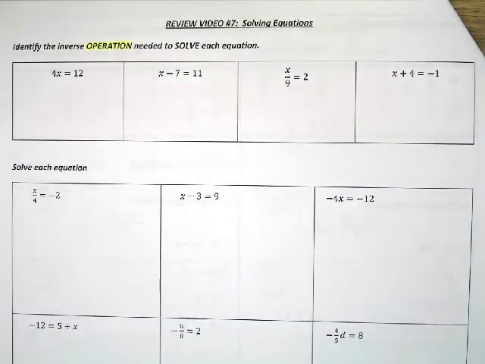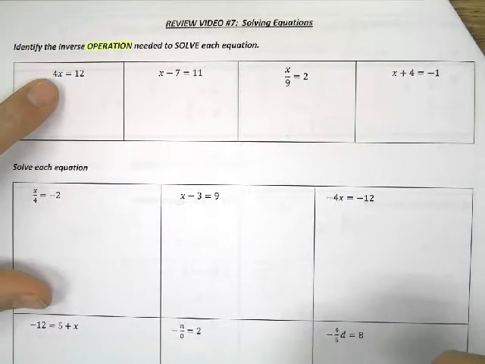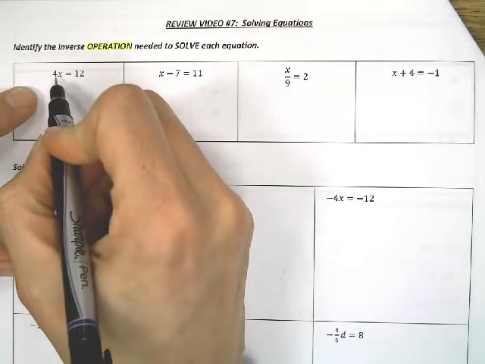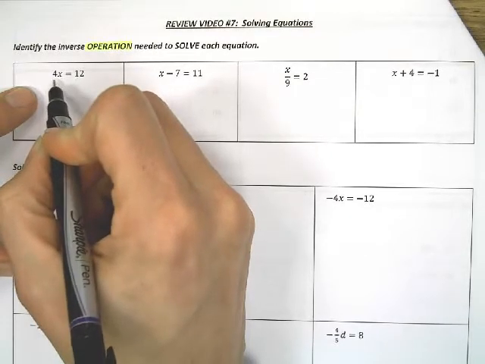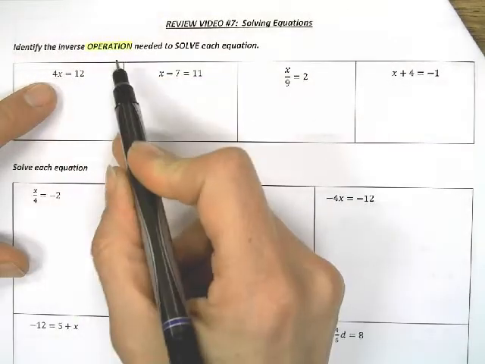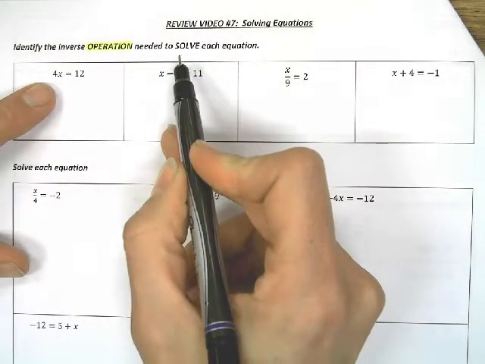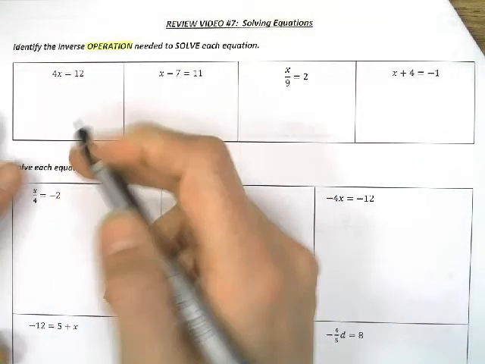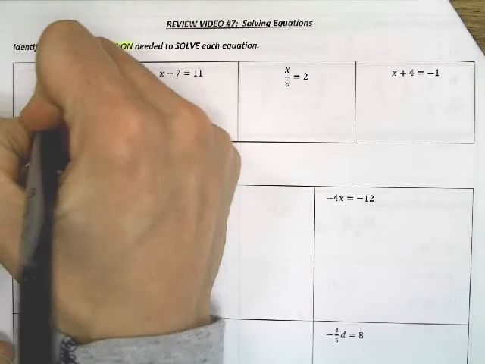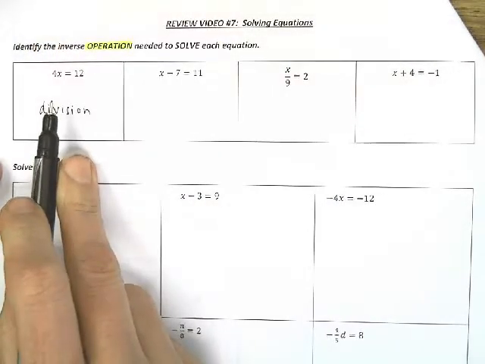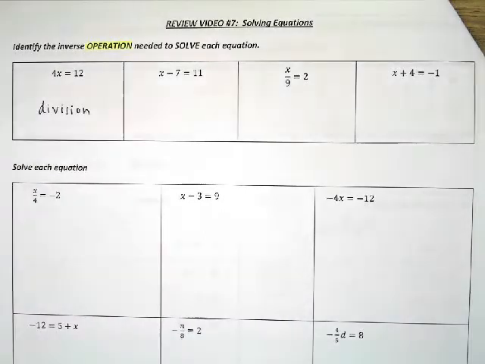So for example, if I were looking at this first problem, I have the equation 4x equals 12. I know since the 4 and the x are right next to each other, there's no symbol in between, that this is a multiplication problem. Now, since I'm being asked for the operation that I would use to solve the equation, I know that to undo multiplication, I would use division. So that would be my answer here, because I would use division to get x by itself.